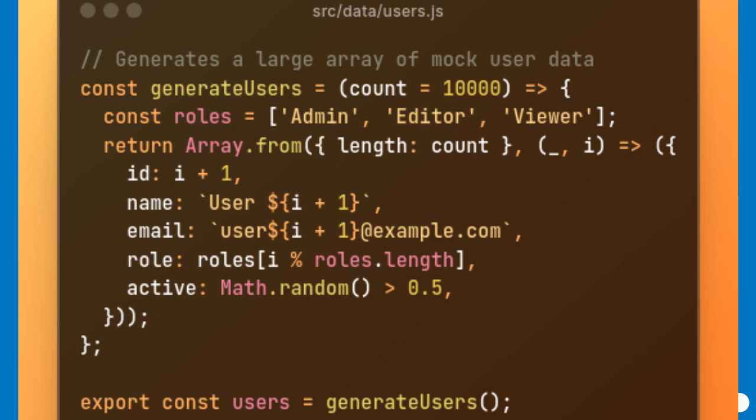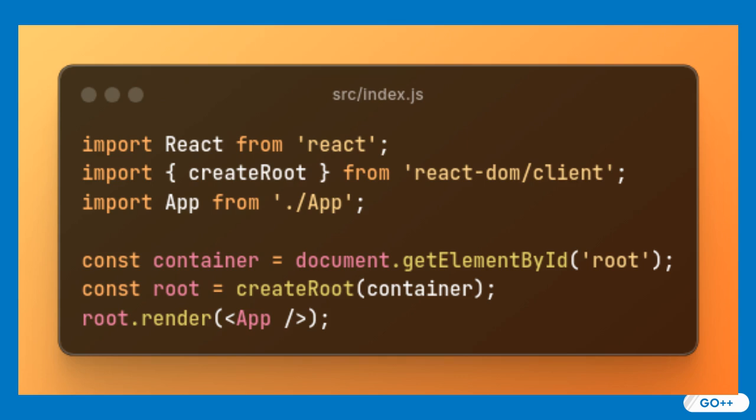It programmatically generates a large array of user objects for demonstration and performance testing. Each user object includes an ID, name, email, role, and active status. This is the main entry point for the React application. It uses React 18's Create Root API, ensuring optimal concurrent rendering capabilities.